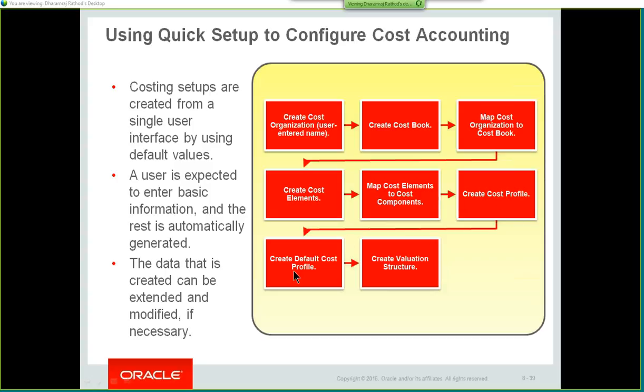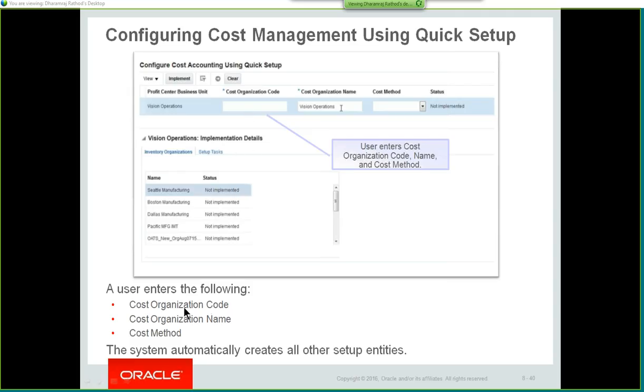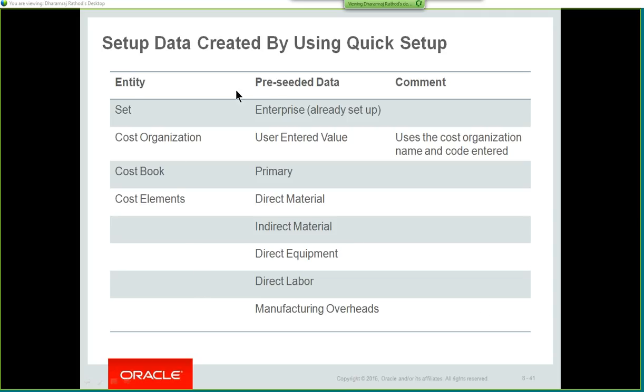We assign the cost profile, and we create the valuation structure and so on. So we do all of this automatically for you. Just give certain information like the cost organization code, name, and method, and we create all of these setups. So we have already set up one called enterprise, that's the reference data set. We create the cost organization, which is user defined. You can specify the organization name.